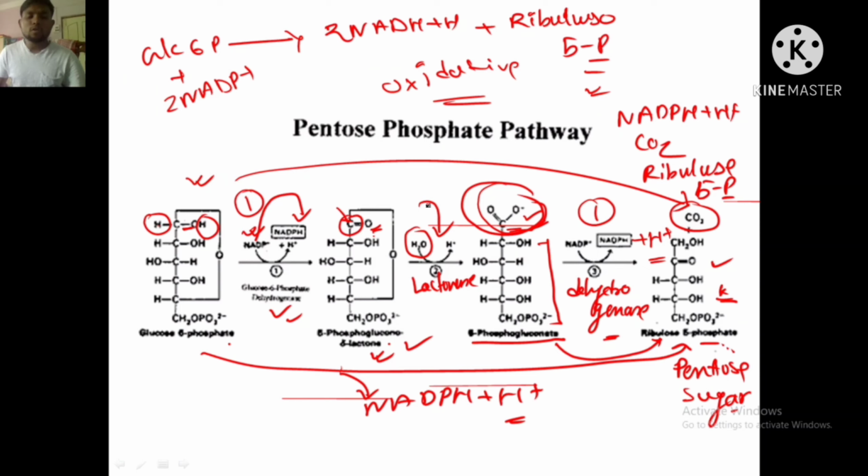It is the oxidative stage of this pathway. Okay, and this stage is irreversible. You cannot revert back ribulose 5-phosphate into glucose 6-phosphate by help of these enzymes. Okay, this is an irreversible reaction. So I hope you got it. So let's move to the non-oxidative stage.